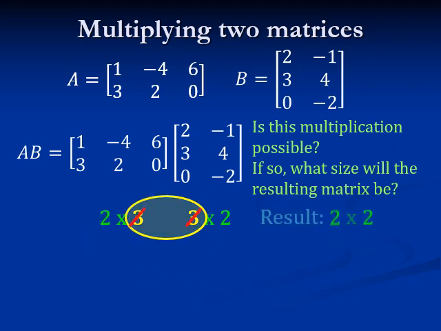To figure out what the result will be, we use the row of the first times the column of the second, and that will be the result when we're done. We haven't done it yet, but just knowing that the columns of the first have to equal the rows of the second matrix, okay? It's the row of the first and the column of the second that gives us our dimension.